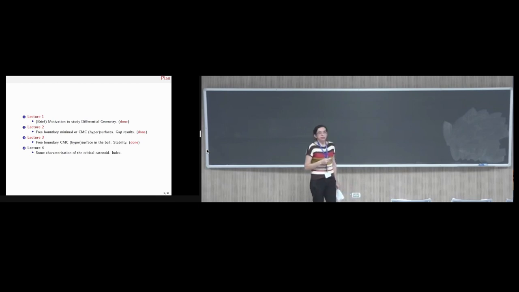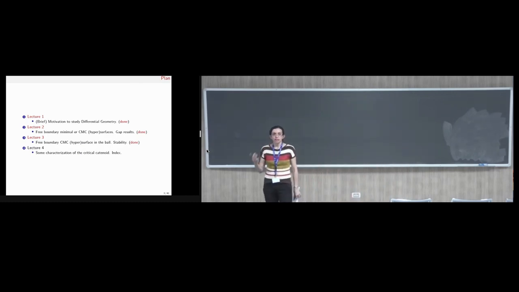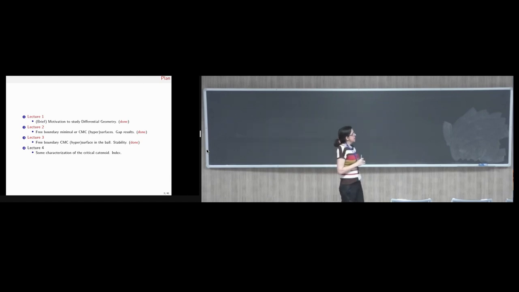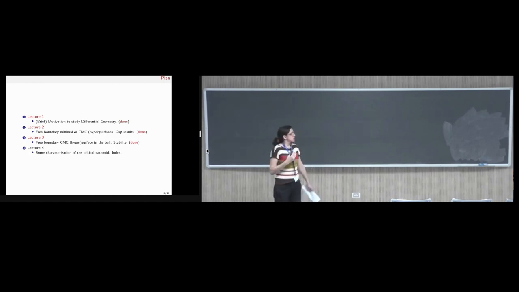First, I remember our plan. In the first lecture we talked a little about some motivation to study differential geometry. After that, in the second lecture, we talked about free boundary and studied gap results to classify some free boundary hypersurfaces in the case of CMC and minimal free boundary in the ball. Yesterday, I talked about free boundary CMC hypersurfaces in the ball, remember? So today, in the last lecture, I will talk about some characterization of the critical catenoid and index and a little more, okay?